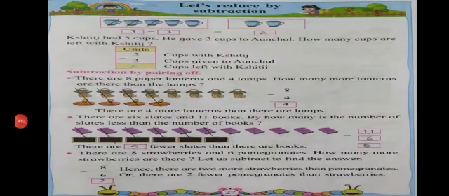Our next one is, there are 8 strawberries and 6 pomegranates. How many more strawberries are there? Let us subtract to find the answer. 8 minus 6. Hence, there are 2 more strawberries than pomegranates, or there are 2 fewer pomegranates than strawberries.